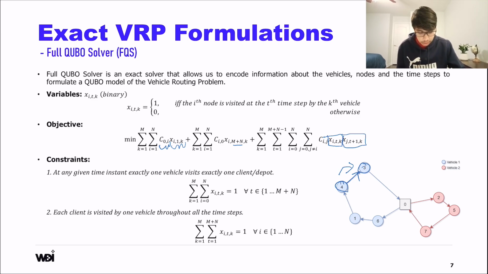So for a given node i, basically it must be visited by at least one vehicle. So if we sum over all vehicles k, at least one of these x variables must be 1. And in fact, exactly one of them must be 1, because we don't want to visit the same node multiple times.